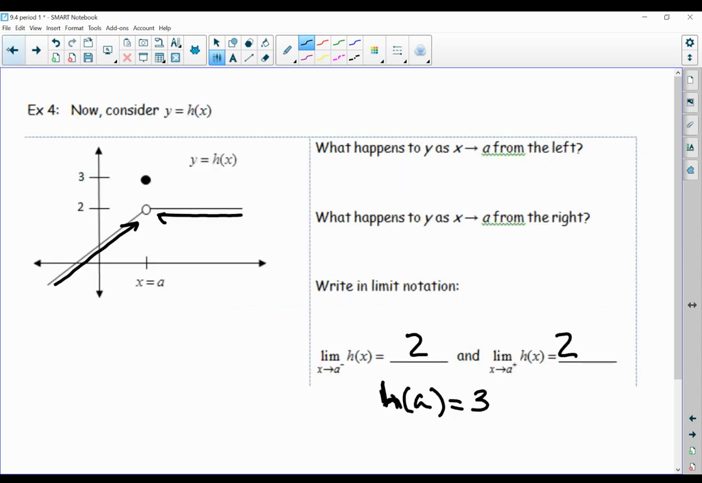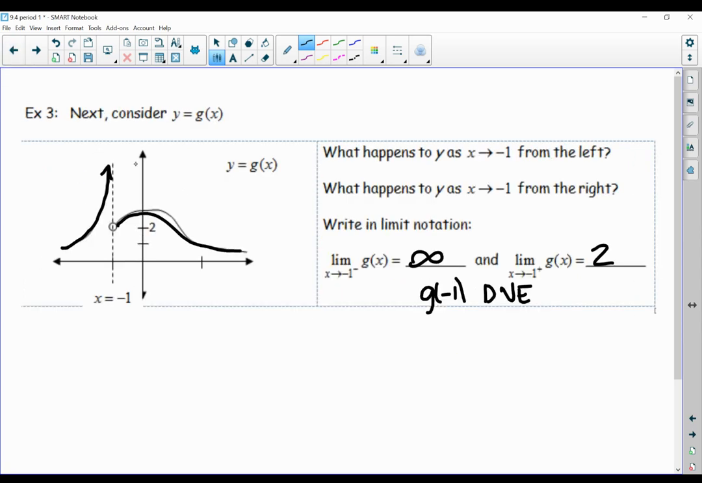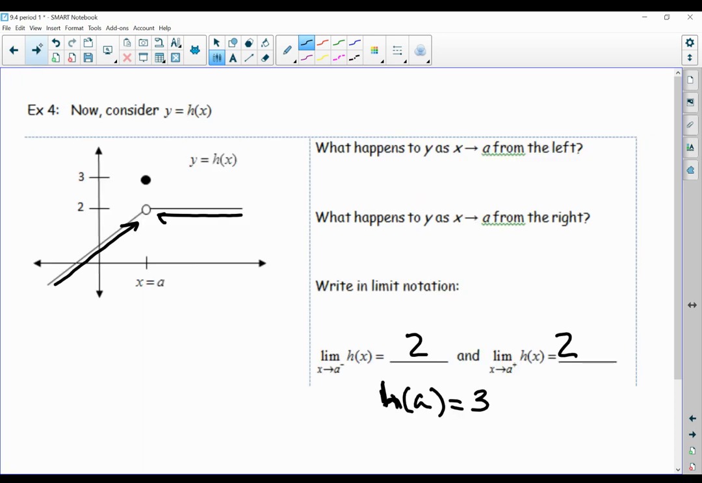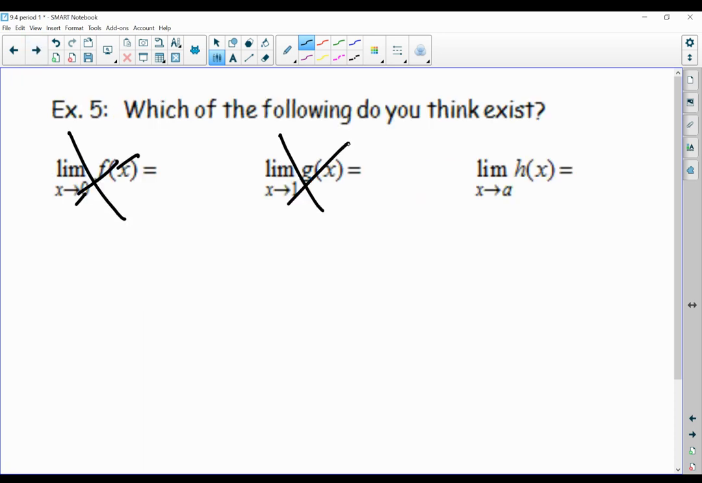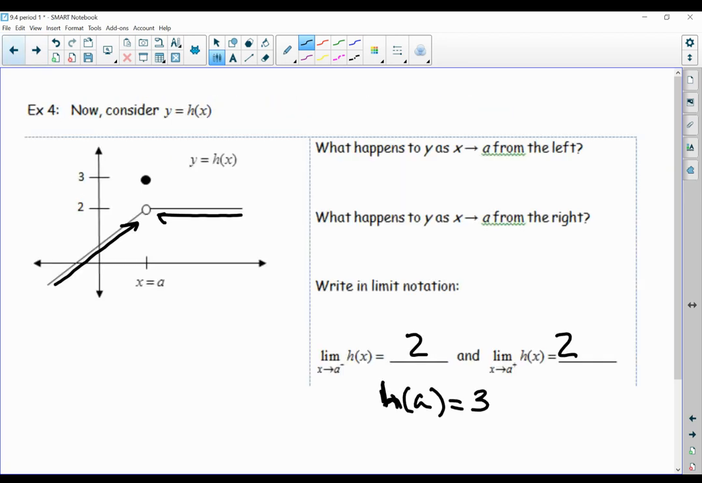Okay, if I look at the g of x graph, coming from the right I hit 2, coming from the left I hit infinity. I'm going to say this one doesn't exist because infinity is not even a real place, and they're not heading in the same direction. Now, if we look at this last one, coming from the left is 2, coming from the right is 2. And even though there is a debate about what the actual value is, the intention, no matter which direction I come from, is 2.